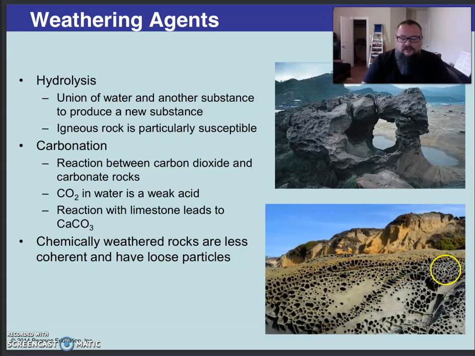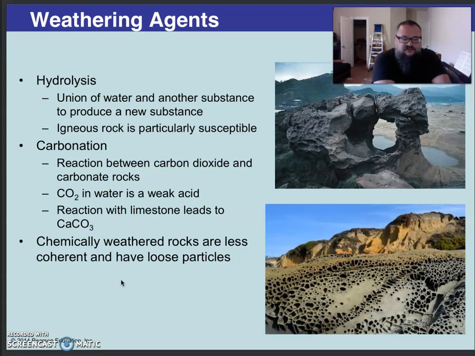When you see limestone that's weathered down and has little holes in it, little marble-sized holes, those little marble-sized holes are evidence of carbonation. And around here in San Antonio, a lot of the buildings are made of limestone because limestone is really common around here.